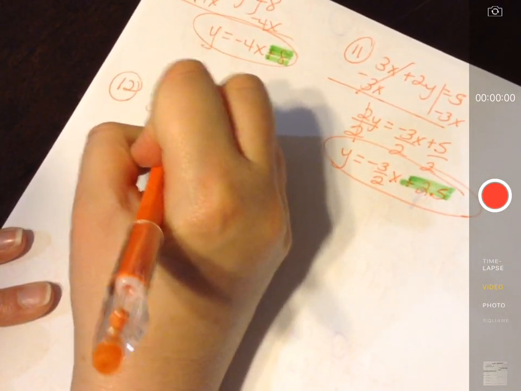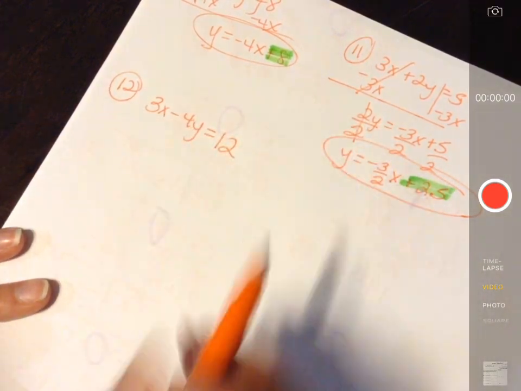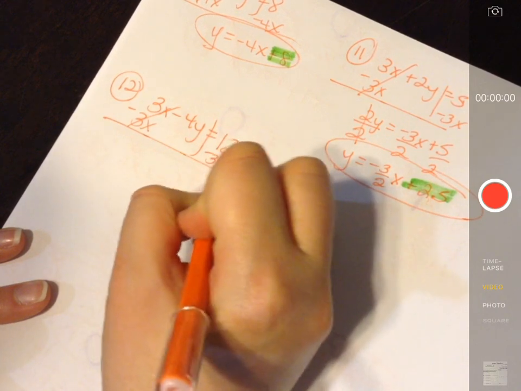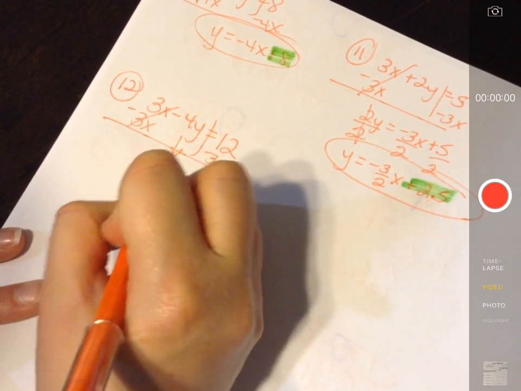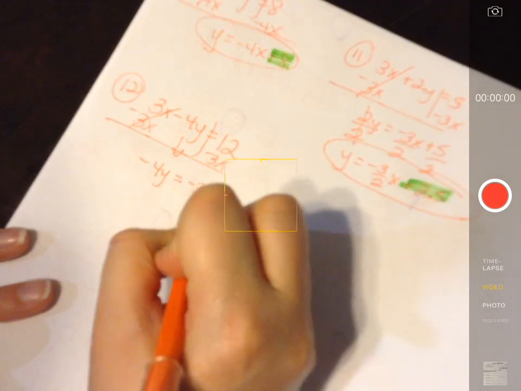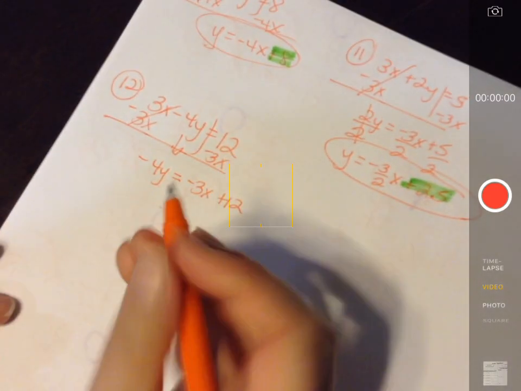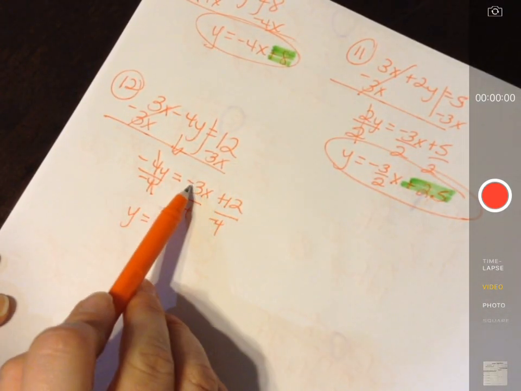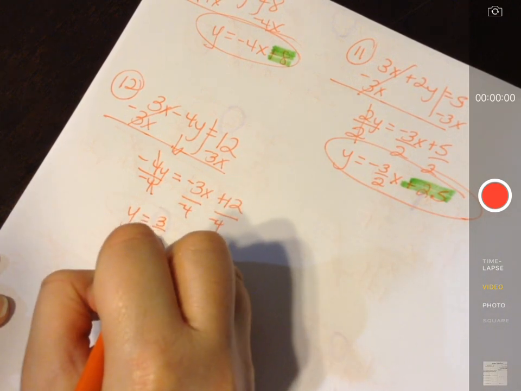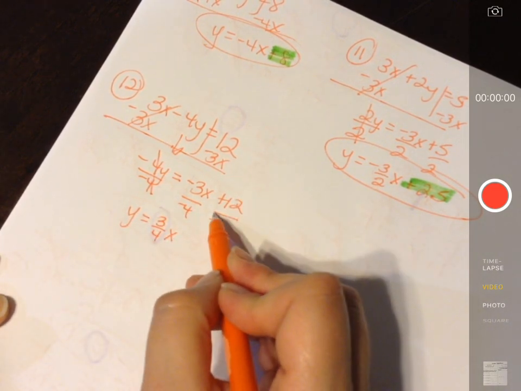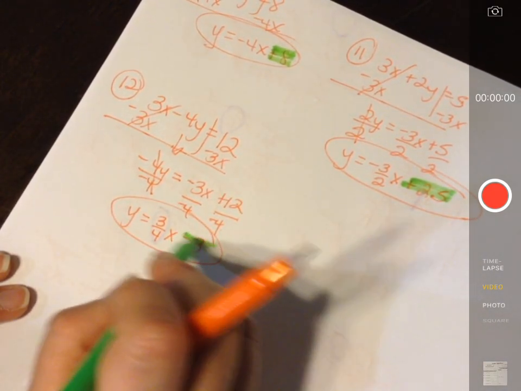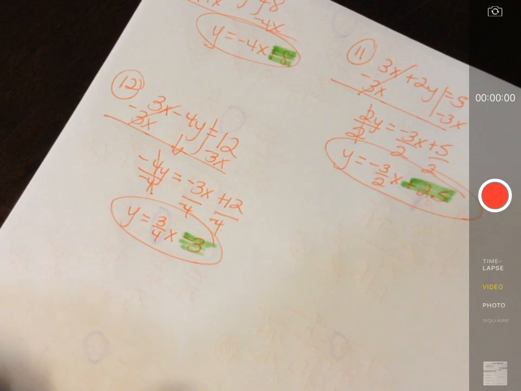Number 12 is 3x minus 4y equals 12. I would subtract 3x from both sides, leaving me with negative 4y equals negative 3x plus 12. I can then divide everything by negative 4. y would equal negative and a negative makes this a positive 3/4 x, and 12 divided by negative 4 is negative 3. So your y-intercept is negative 3.